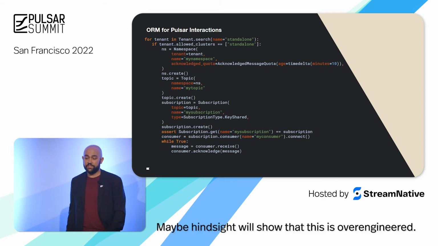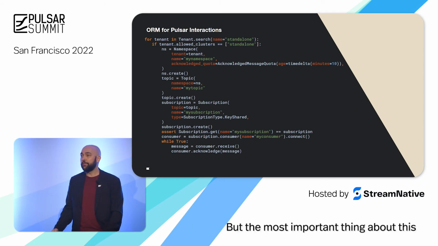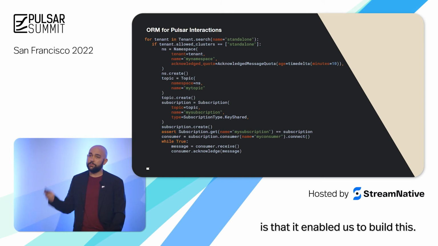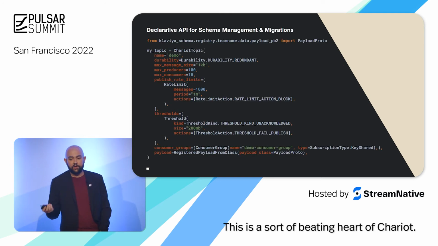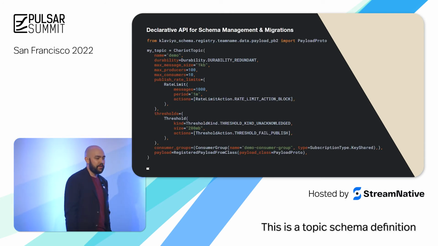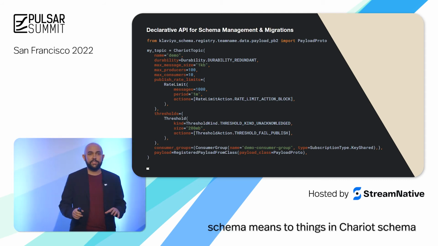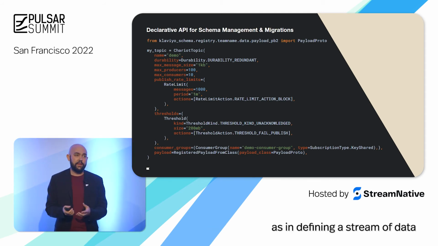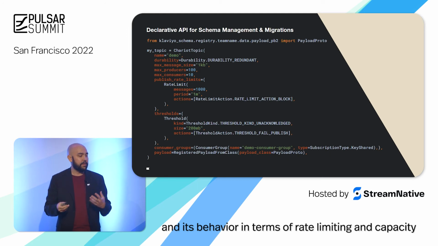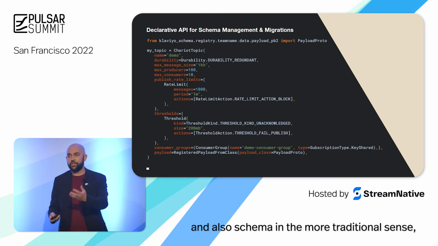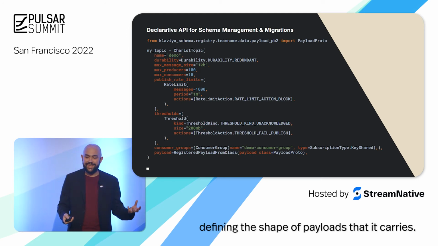Maybe hindsight will show that this is over-engineered. It's totally possible. But the most important thing about this is that it enabled us to build this. This is the sort of beating heart of Chariot. This is a topic schema definition. Schema means two things in Chariot. Schema as in defining a stream of data and its behavior in terms of rate limiting and capacity, and also schema in the more traditional sense, defining the shape of payloads that it carries.